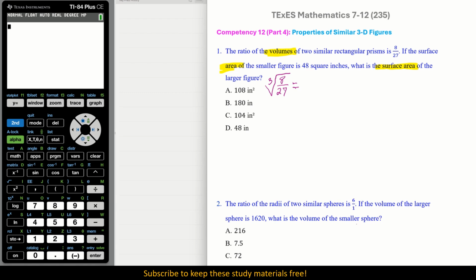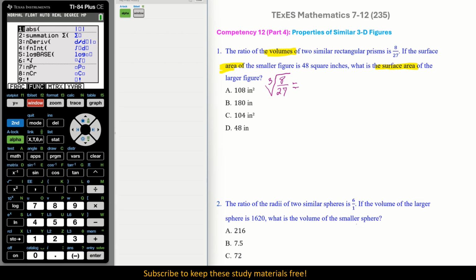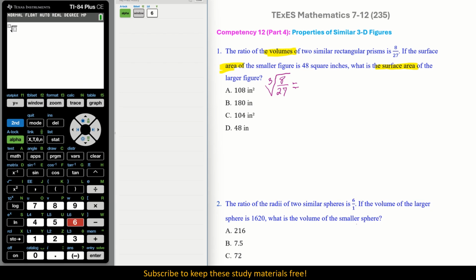I see that I have 2 to the third power and 3 to the third power, and then I need to take that 2 and 3. But let me show you what to do if you don't see it. Push alpha window, and look down at number 6. Push number 6. We want cubic, so I put 3 there, and you saw where I had to arrow over.